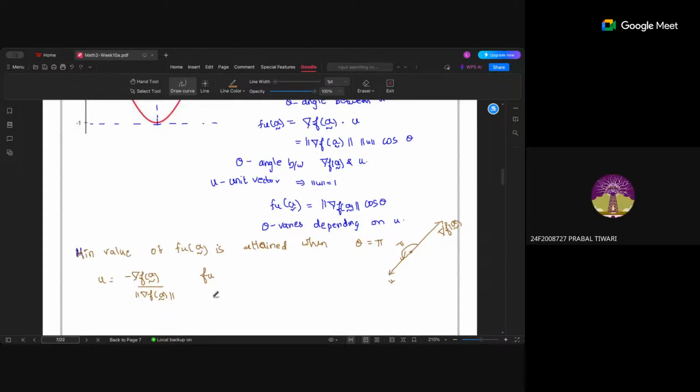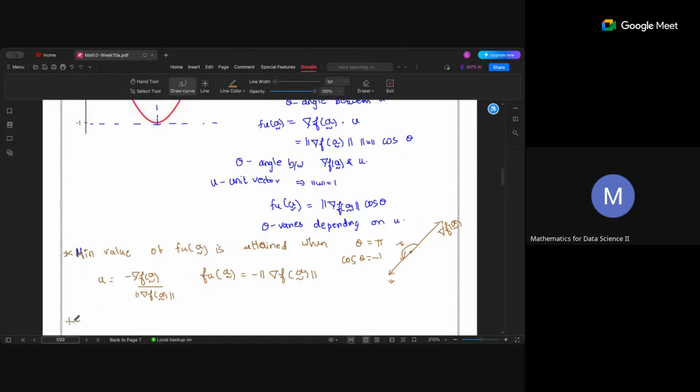Okay, fine. Now, what is f_u of a tilde in this case when theta is equal to pi? Cos theta is minus 1, so it is minus 1 times the norm. So it is minus the norm of del f of a tilde. So this is the minimum value of f_u of a tilde.